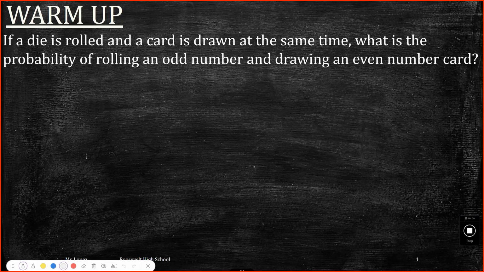So hopefully you already wrote it down. Warm up. If a die is rolled and a card is drawn at the same time, what is the probability of rolling an odd number and drawing an even number card?